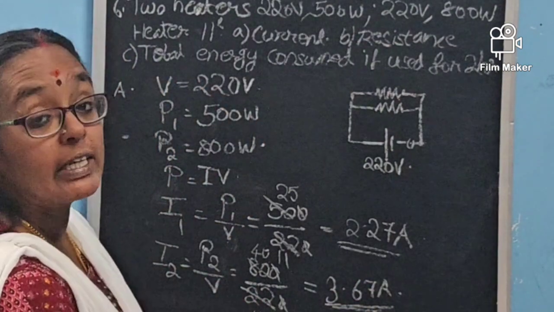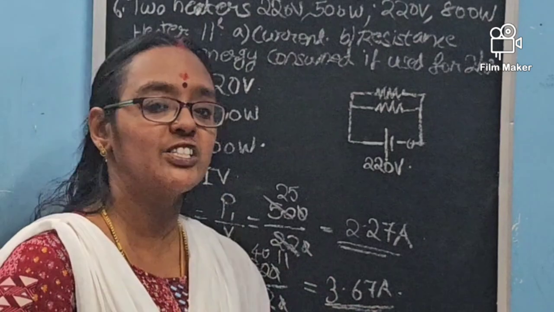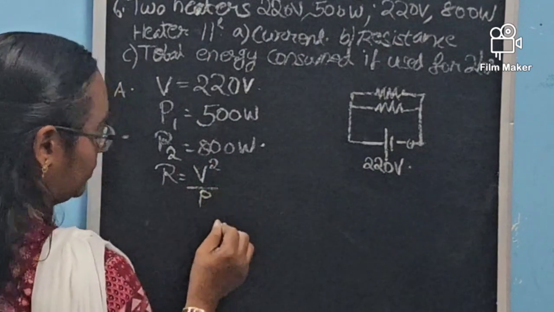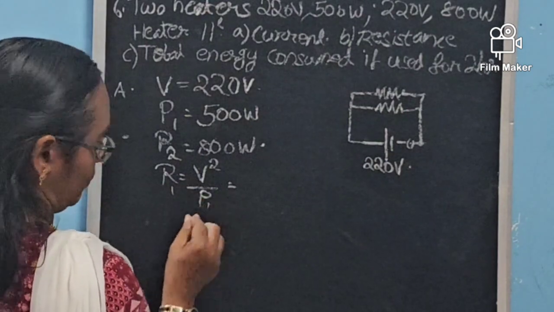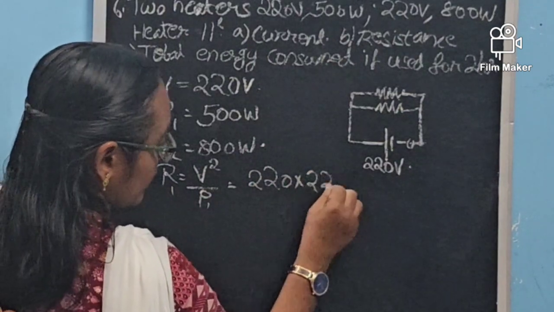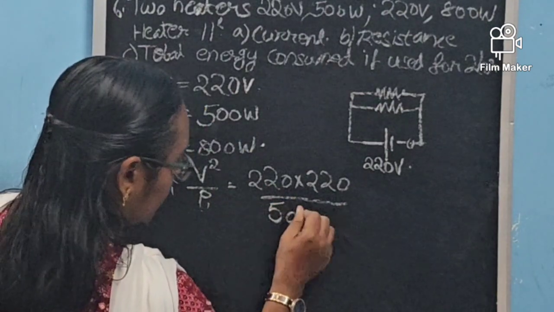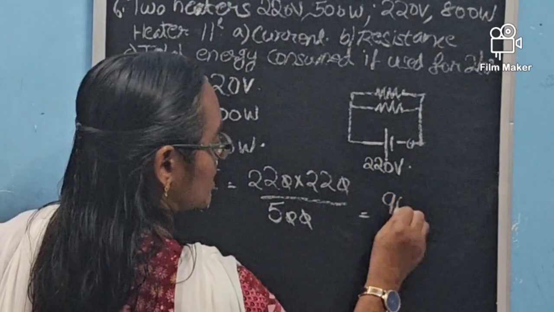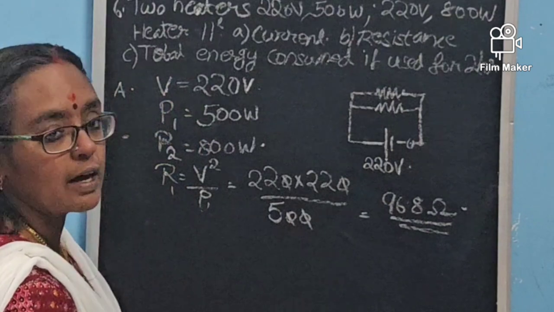Now we have to find the individual resistance of these two heaters. How can we find out? Is there any relation? Yes, the relationship is there. R is equal to V square by P. So R1 will be what? R1 will be V square by P1. So what is V? 220 into 220 divided by, for P1 it will be 500. 96.8 ohm. This is R1.